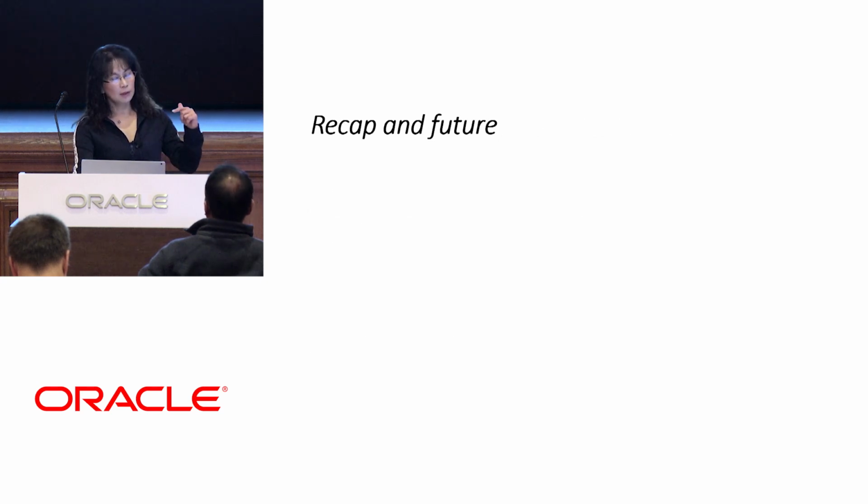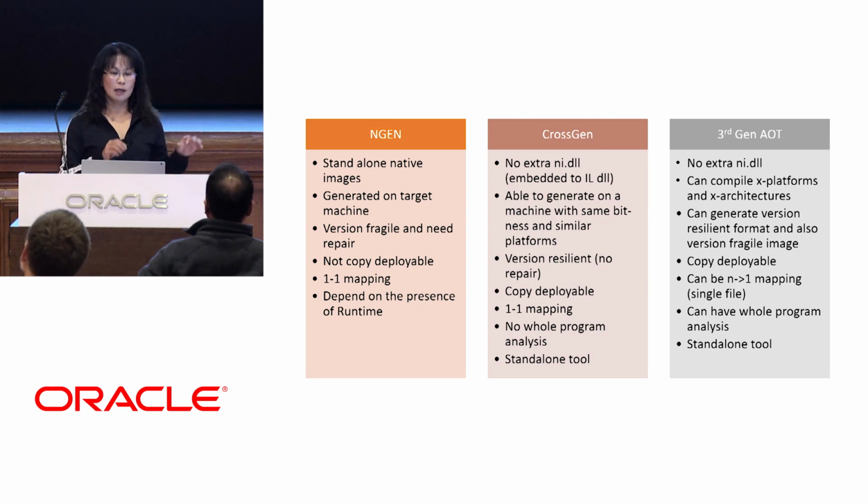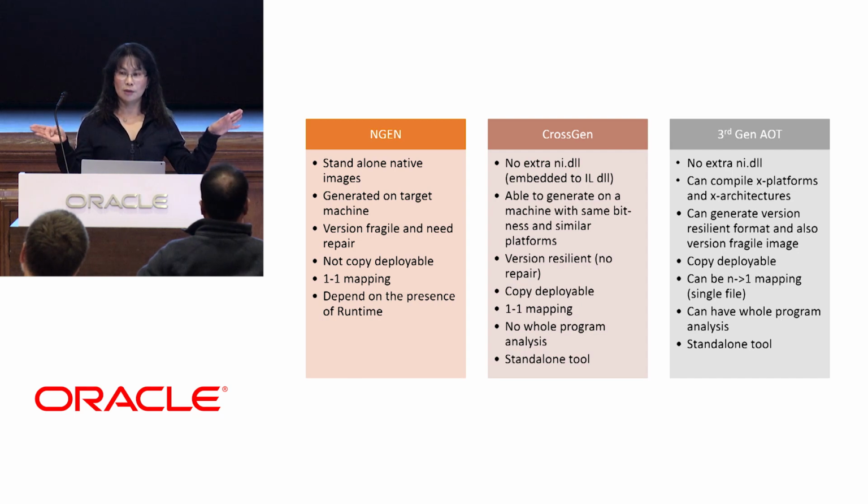I want to do a recap, and in the future, if I have time, I can talk about CoreRT a little bit. But if not, that is actually okay. So I put it into 3 boxes to point out the journey that we just walked through: NGEN, CrossGen, and AOT. NGEN is the one with standalone native images. CrossGen and the third generation are not going to have extra files. In fact, the third generation might generate fewer files.